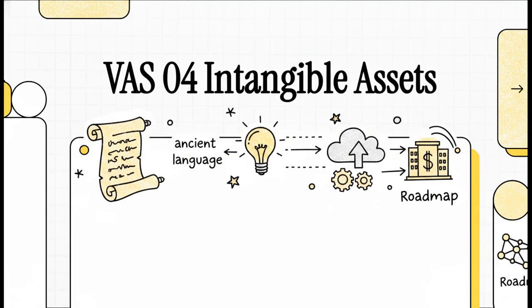Welcome to this explainer. Today, we're unpacking something pretty fascinating. VAS 04, the accounting standard for intangible assets. Now, I know reading through accounting standards can sometimes feel, well, like you're trying to decode ancient hieroglyphs. But stick with me here, because we're going to take all that dense jargon and turn it into a super clear, easy-to-follow visual roadmap. By the end of this, you're going to see exactly how these rules actually shape the financial reality of modern businesses.